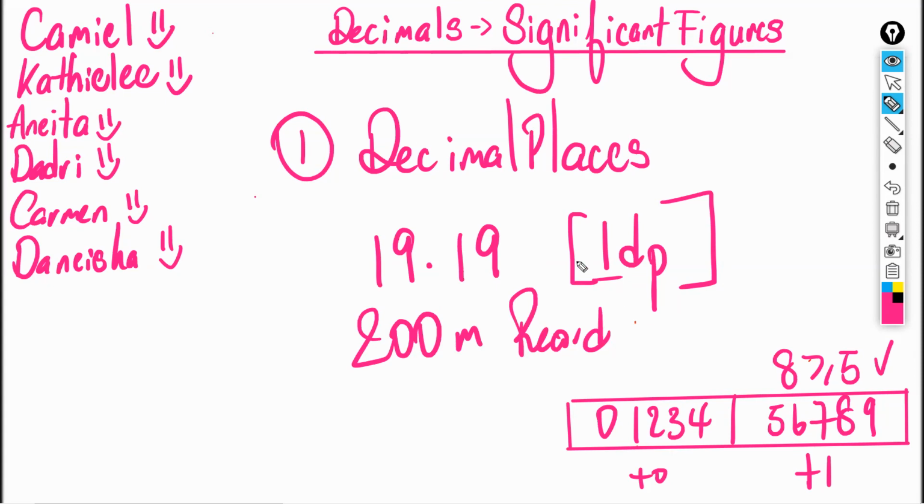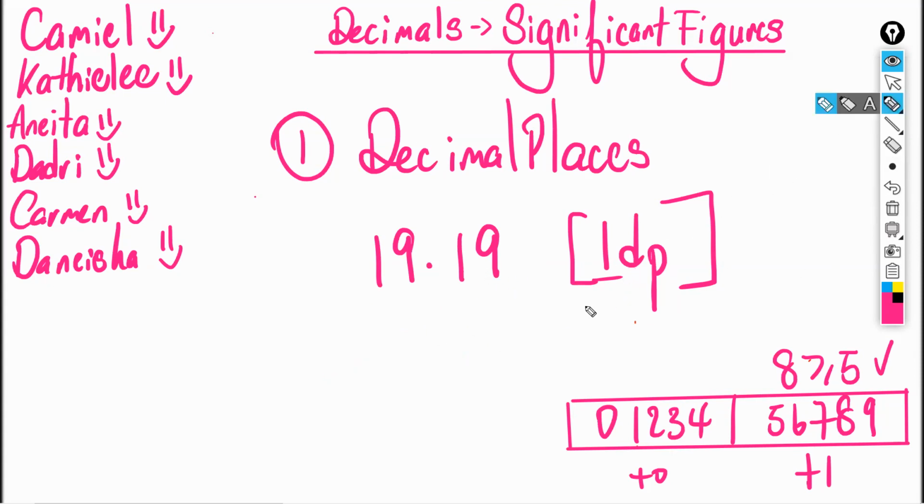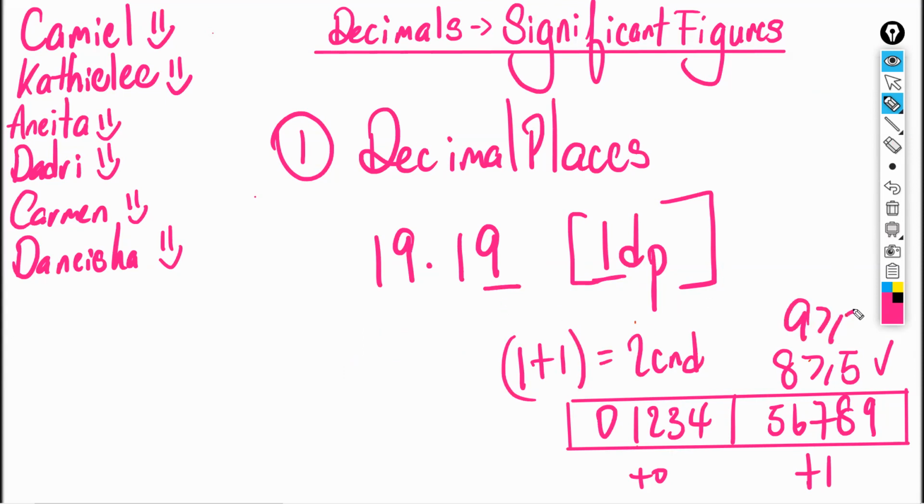And suppose we wanted to put this to 1 decimal place again. Same situation. For 1 decimal place, we look at the 1 plus 1 place, which is the second place, the 9. Is 9 greater than or equal to 5, guys? Yes. So the answer would be 19.2. Cool.